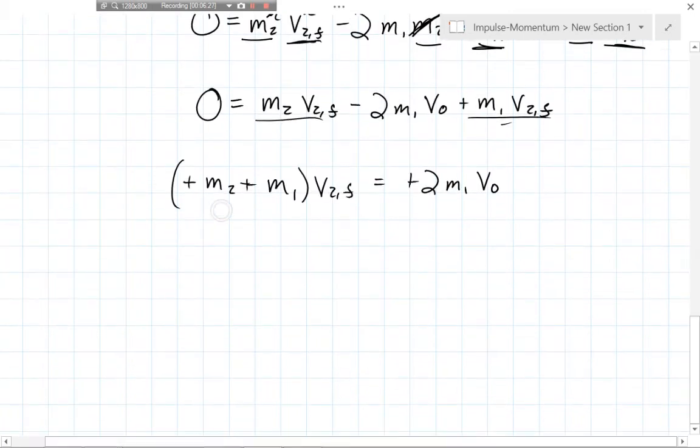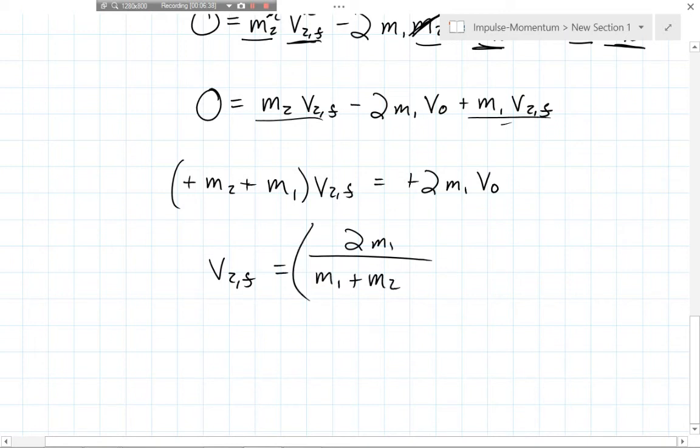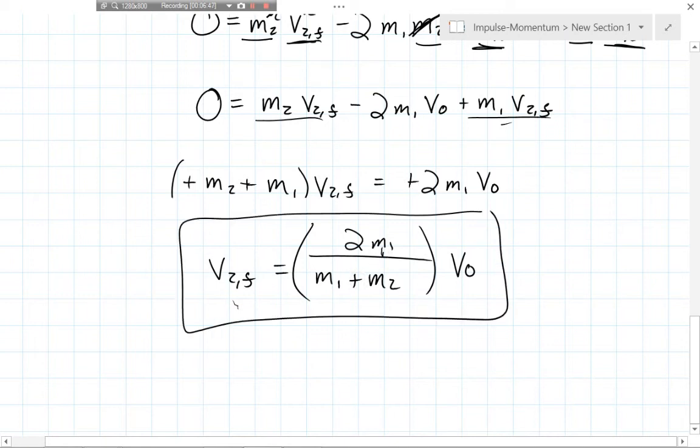And if I divide off the m1 plus m2, I see that v2 final is equal to 2m1 divided by m1 plus m2 times v initial. So this is how we calculate the final velocity. So if you give me any m1 and m2 and initial velocity, this is how you calculate that final velocity for mass 2.